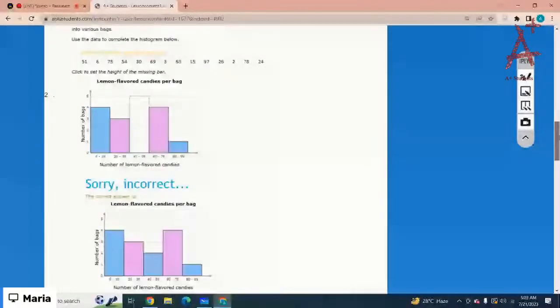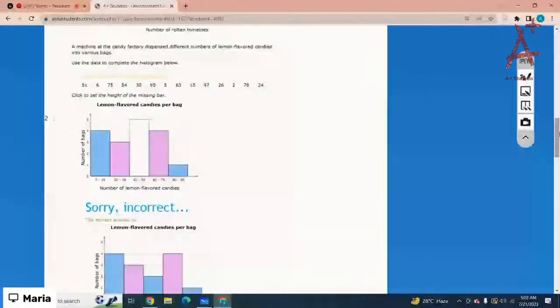Okay, the other example is a machine at the candy factory dispensed different numbers of lemon flavored candies into various bags. Use the data to complete the histogram below. Lemon flavored candies per bag. Here is the bag with the lemon flavored candies. So you have to see the data between the range 40 to 59. Okay, let's see 40 to 59.